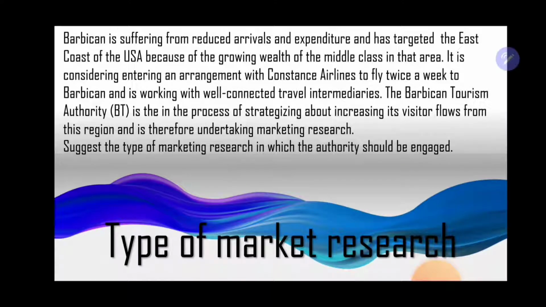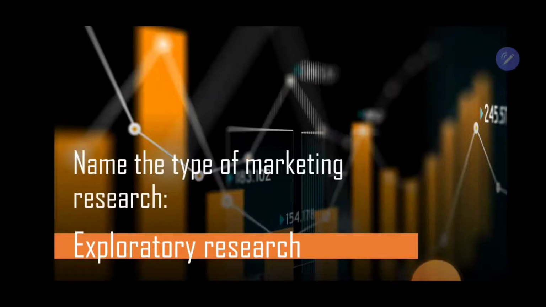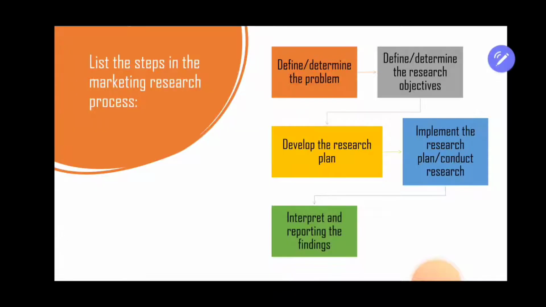Now, based on this scenario, you should choose which market research is best based on the situation, and the correct answer here is exploratory research, right? Next part, list the steps in the marketing research process. Now, the first step is to define and determine the problem. Then you define and determine the research objectives, develop the research plan, implement the research plan or conduct research, and finally you interpret and report the findings, right? And those are the steps in the marketing research process.